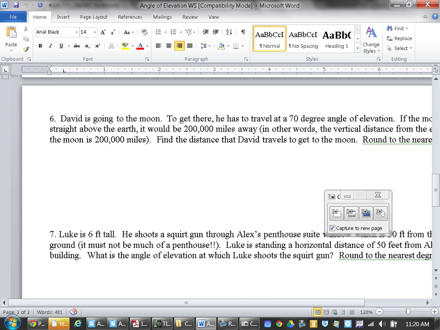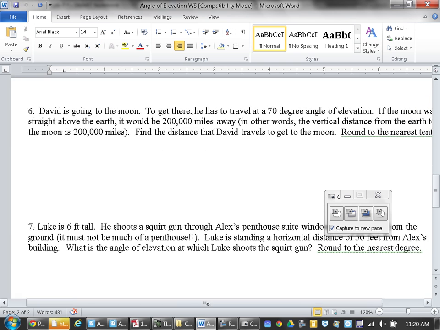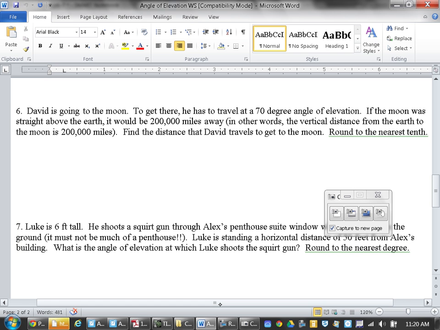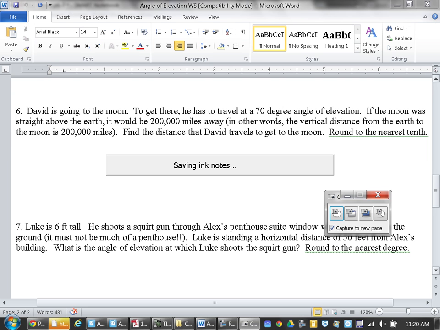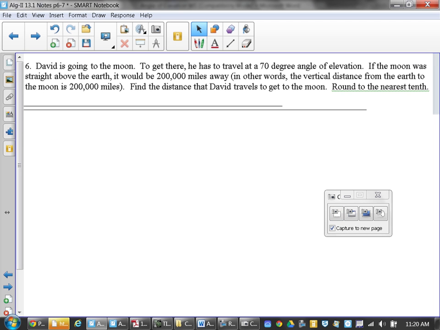Let's do, David is going to the moon. To get there, he has to travel at a 70-degree angle of elevation. If the moon was straight above the Earth, it would be 200,000 miles away. In other words, the vertical distance from the Earth to the moon is 200,000 miles. Find the distance that David needs to travel to get to the moon.